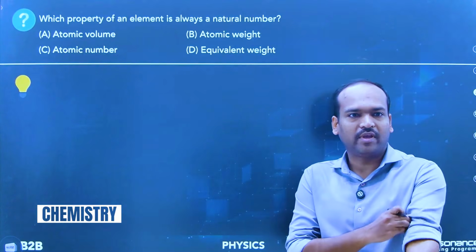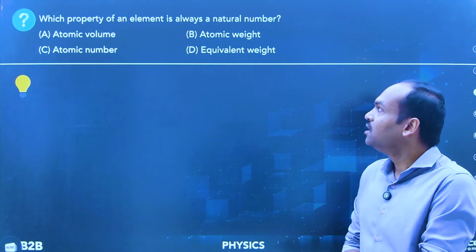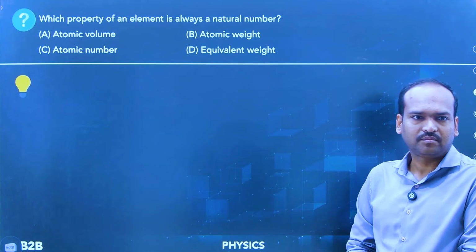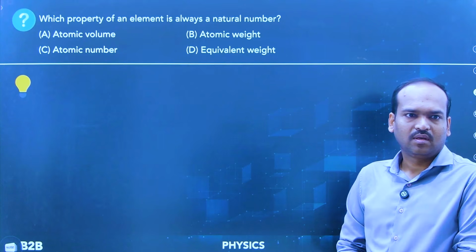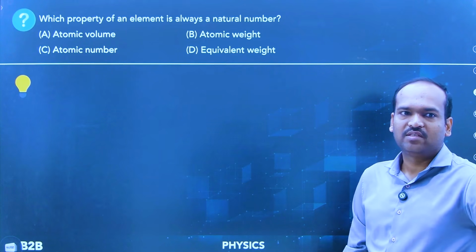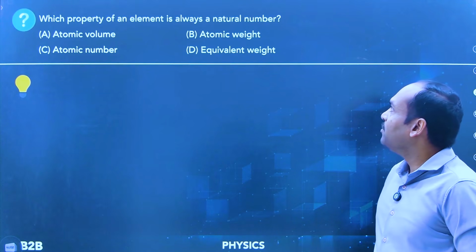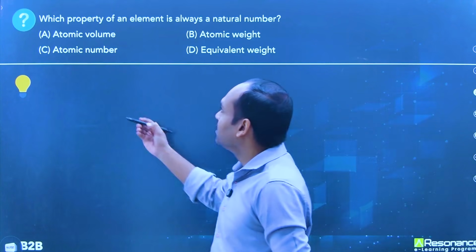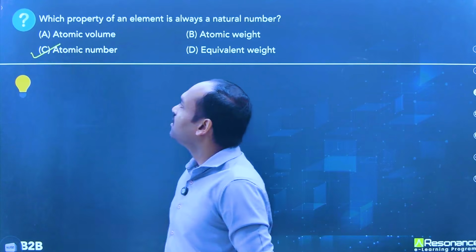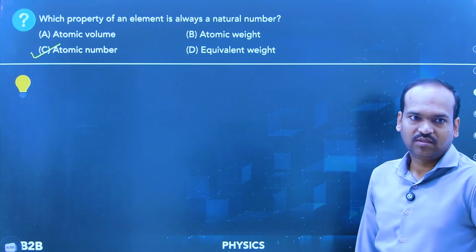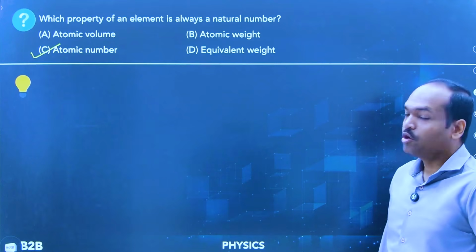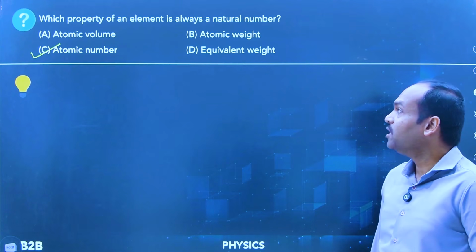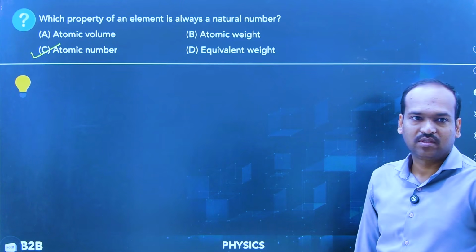Okay. So in our DPP, this was our first question. Beta, which property of an element is always a natural number? What should be the answer? Atomic volume, atomic weight, atomic number. Can we say atomic number of an element is always a natural number? No, no. Atomic volume can be in decimal numbers. It's not a natural number. So atomic number is always a natural number. Done?